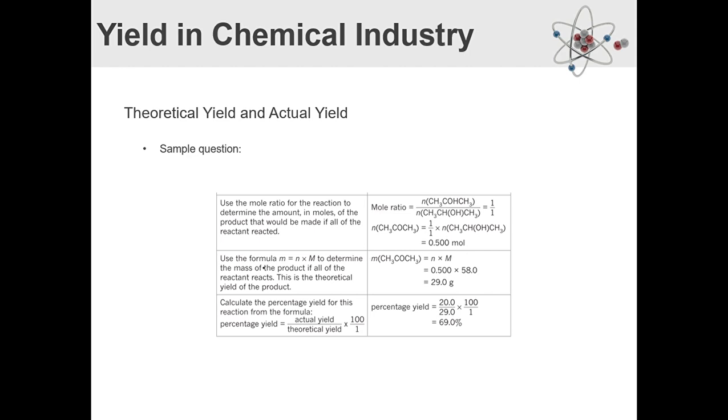Now, use the formula mass equals number of moles times molar mass to determine the mass of the product if all of the reactant reacts. If the whole thing had reacted, we would have had 58 times 0.5, which gives us 29 grams. So the percentage yield is 20 grams, which is what we got, divided by what we could have gotten, which is 29, times 100, which is 69.0%.